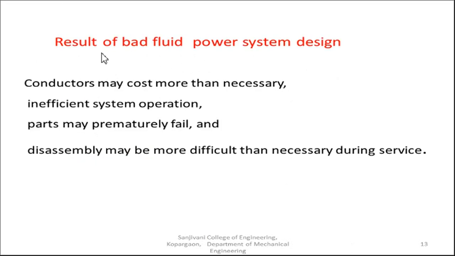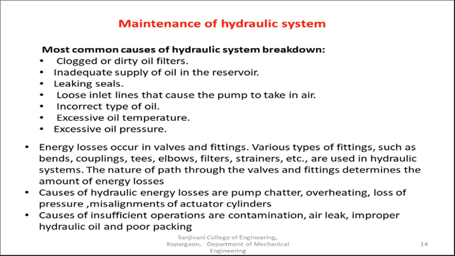Result of a bad fluid power system design: what will happen if we somehow make a mistake in the fluid power system design? Then conductors may cost unnecessarily, system operation may be insufficient, parts may permanently fail or fail prematurely, or disassembly may be more difficult than necessary during servicing. So maintenance is a very critical part of a hydraulic system.